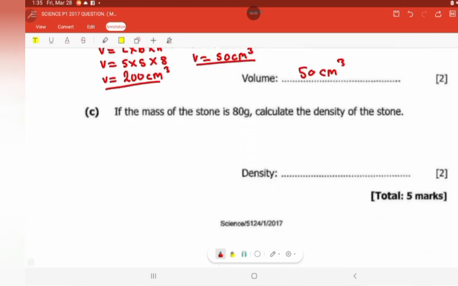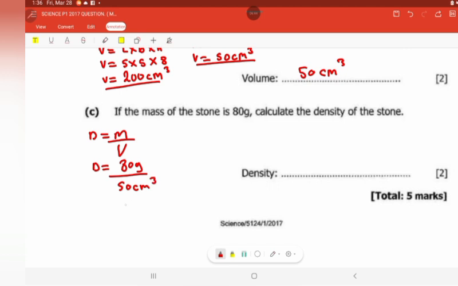Okay, so let's move on to the last question. The last question is saying that if the mass of the stone is 80 gram, calculate the density of the stone. As you know, the formula for the density is density equals mass over volume. Our mass we have been given, which is 80 gram. Our volume is this one that we have found, 50 centimeter cubed.